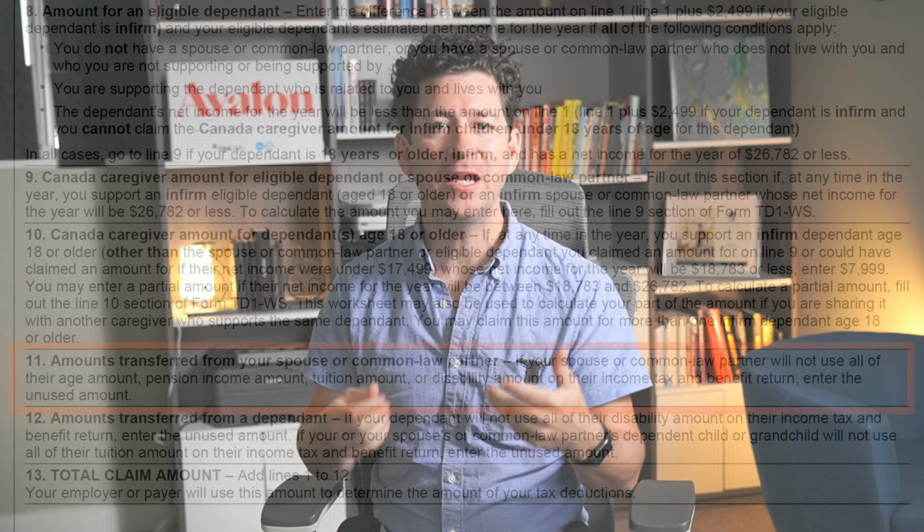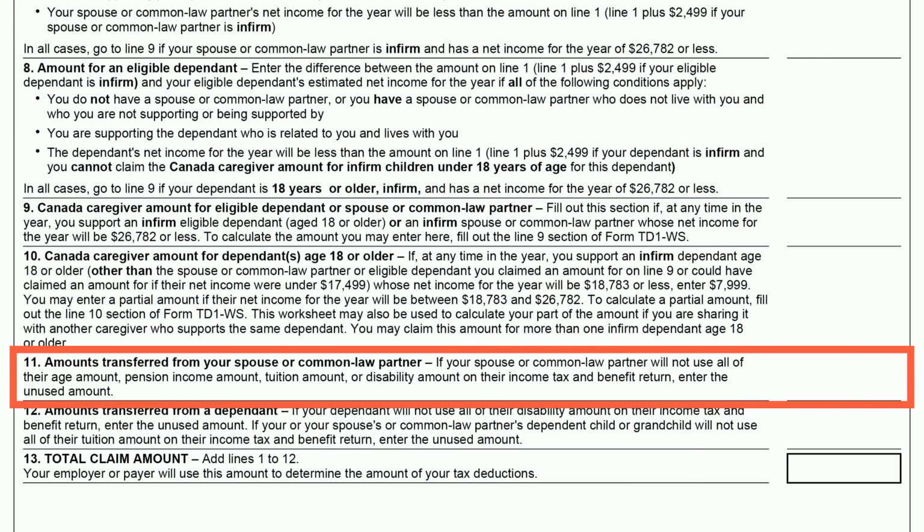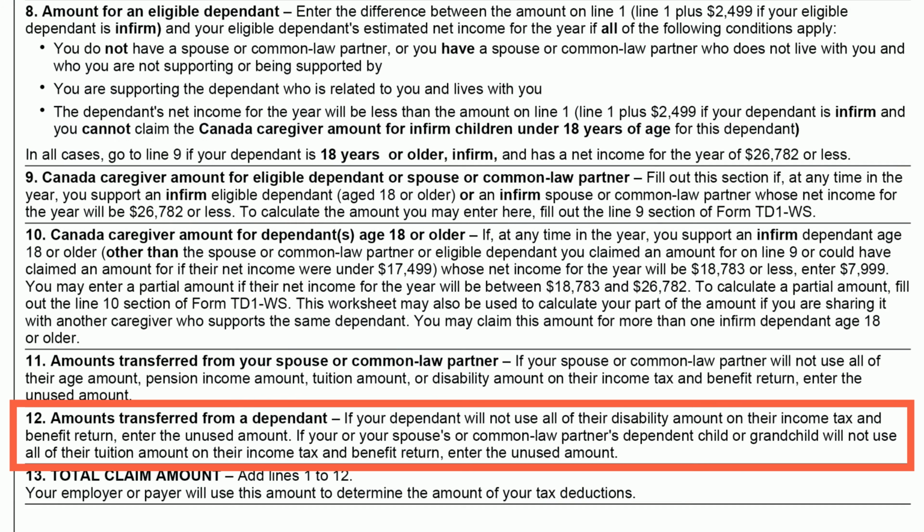Line 11 is for any amounts that are transferred from a spouse or common law partner. If they will have any unused age amount, pension income amount, tuition amount, or disability amount, enter that on line 11. Moving on to line 12. Line 12 is for any amounts that are transferred from a dependent. This includes either unused disability amounts or unused tuition amounts that will be transferred to you upon filing your income tax returns. Finally, we've arrived at line 13.